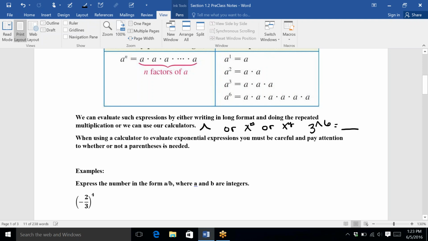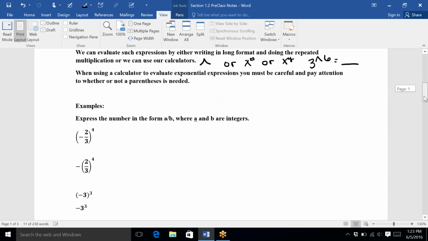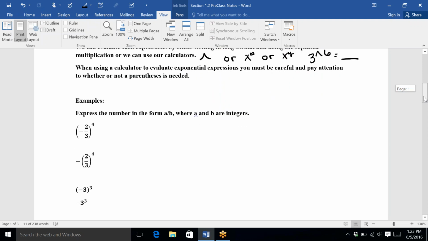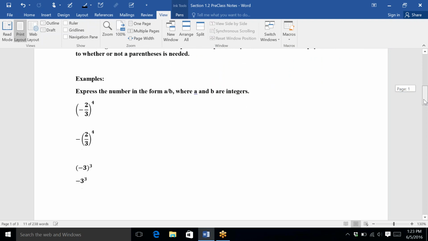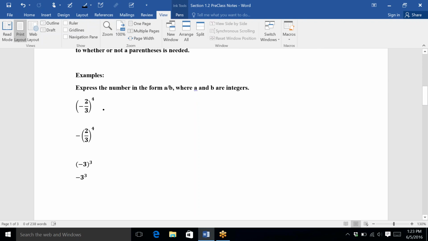Make sure though, if you have parentheses involved in your problem, you know when you should or should not type them into your calculator. That's what we're going to look at in this first example here. I want to talk about when it is appropriate to use the parentheses in your calculator and when it is not. So we're going to express the numbers in the form a over b, where a and b are integers.